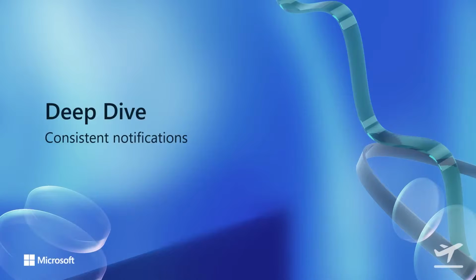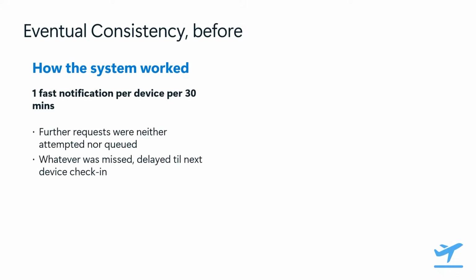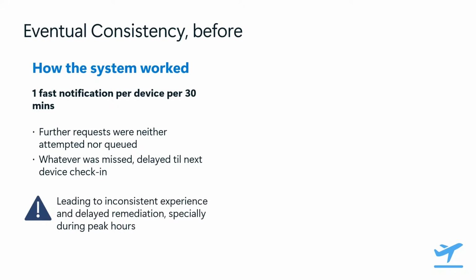Now that we have addressed how we determine who gets served first, let's talk about how often we notify. In the old model, Intune would send one fast notification per device during a 30-minute period. If there were more changes flowing through the system during that 30-minute period, notifications would not be attempted or queued, but simply dropped. So whatever was missed would need to wait for whenever the device checked in next, which could well be a maintenance check-in hours after.